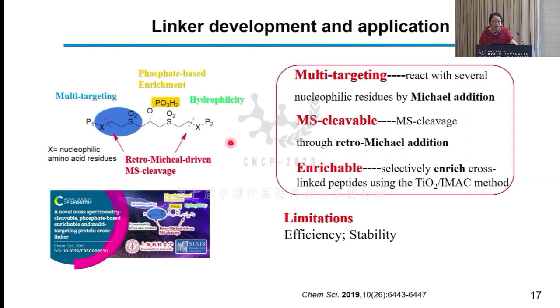However, for this linker, there are also some limitations. First, the coupling efficiency is not as high as we expected. Second, the oxygen-phosphorus bond is unstable. And third, we cannot distinguish the endogenous and modified phosphorylated peptides. So we wanted to find more efficient cross-linkers.